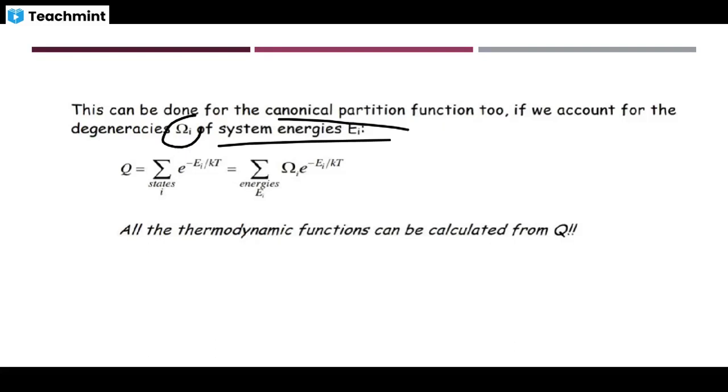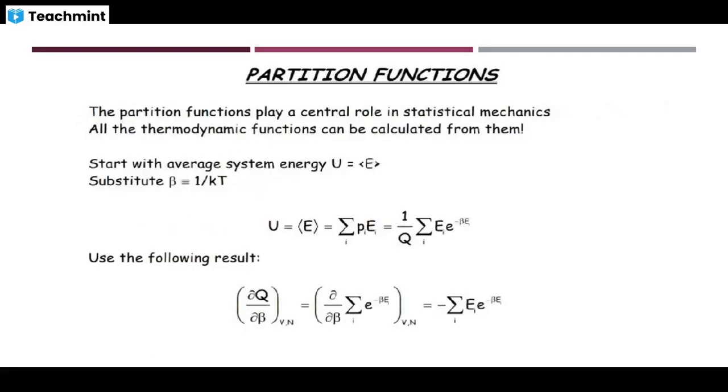All the thermodynamic functions can be calculated from Q. If you know Q, you can derive all the thermodynamic functions. The partition function plays a critical, central role in statistical mechanics. All the thermodynamic functions can be calculated from it. Start with the average system energy, that is the internal energy, the average energy of the system.